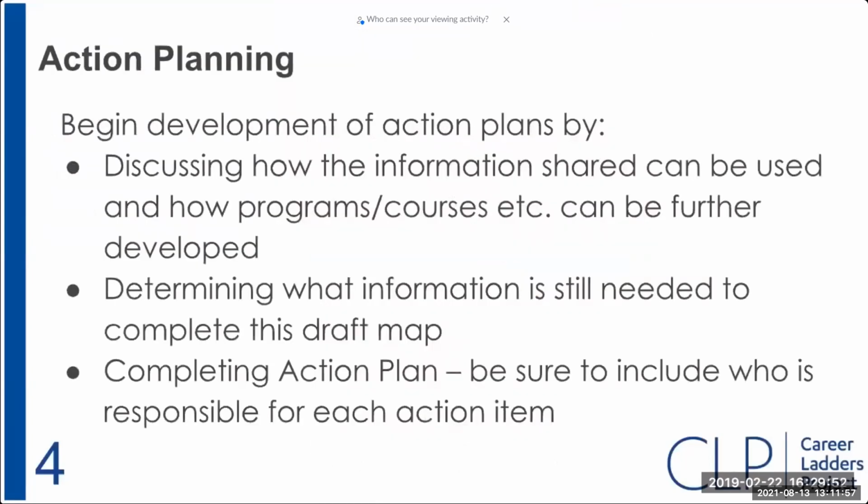So far, we've discussed the active mapping activity, which is the first part of step 4. Just as important is setting time at the end for action planning. Begin development of action plans with some of the following: discussing how the information shared can be used and how programs and courses can be further developed. Determine what information is still needed to complete the draft map. And lastly, complete the action plan document, including who will be responsible for each action item.